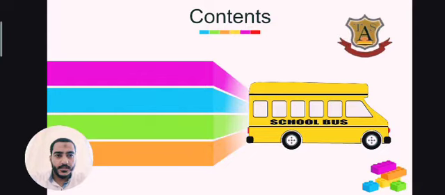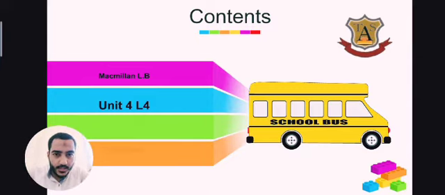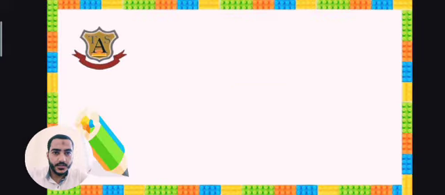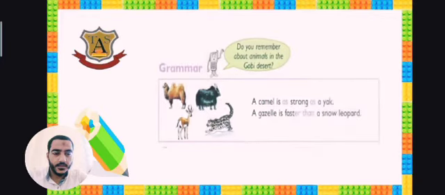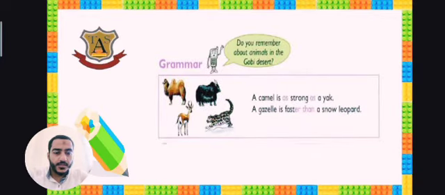Okay, today's lesson is in Macmillan, unit 4, lesson 4, which is a grammar lesson. Okay, let's see what's the lesson today. See the bubble of movie as we used to do.